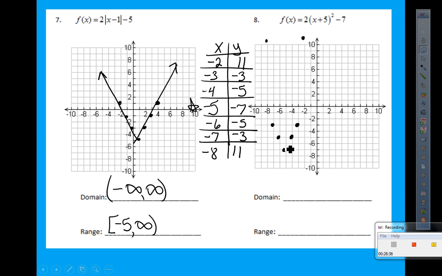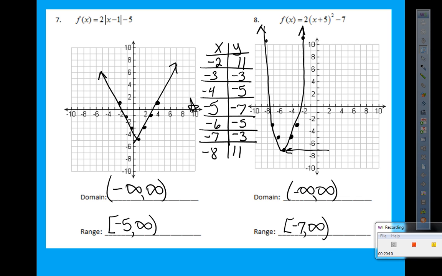If you just look at these dots, it looks like it should be a V. That's why these dots are important. That's where I get my curvature at. Kind of a skinny parabola. Next time we'll call that stretched. So my domain, negative infinity to infinity. The littlest y value that you're seeing, way down here at negative 7. So my range, negative 7 to infinity.